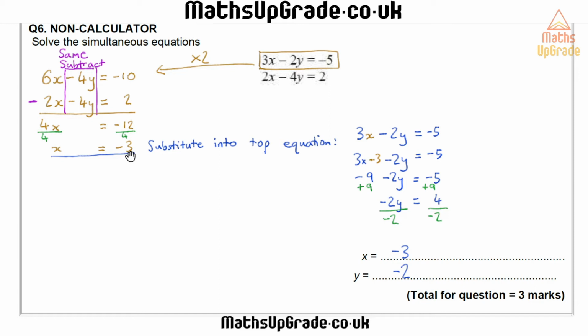And then when I sub that into the top equation, or any equation here, I'll get 3x minus 2y equals negative 5. So 3 times negative 3 minus 2y equals negative 5. So negative 9 minus 2y equals negative 5. Add 9 to both sides. So I'll get negative 2y equals 4. So then I'd get y equals negative 2. So x is negative 3, y is negative 2 for 3 marks.